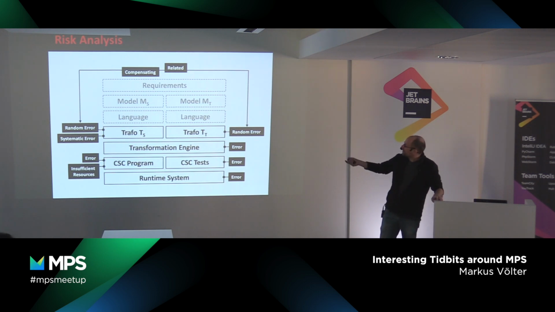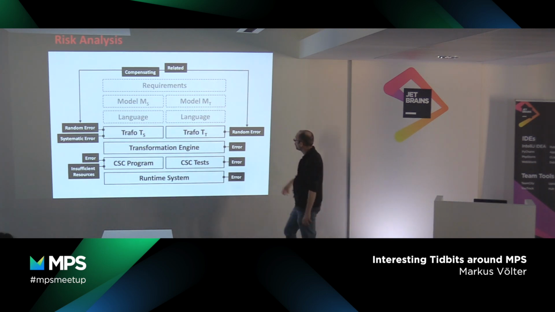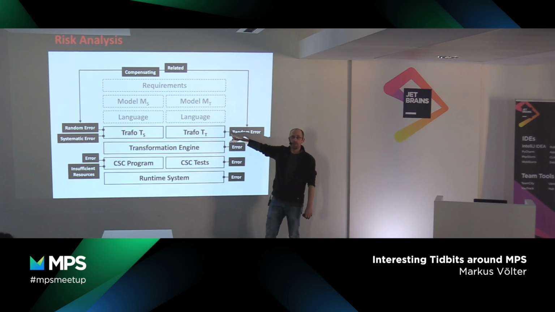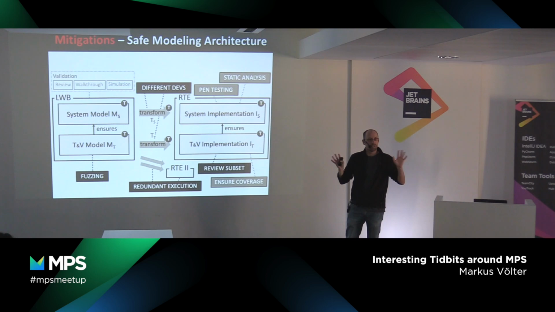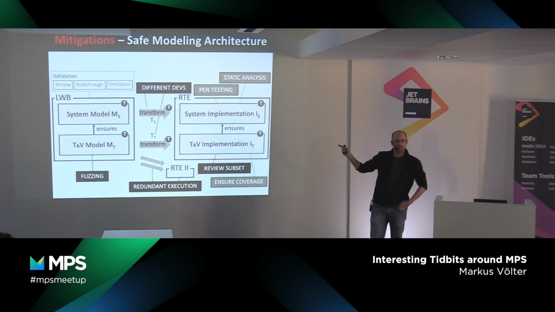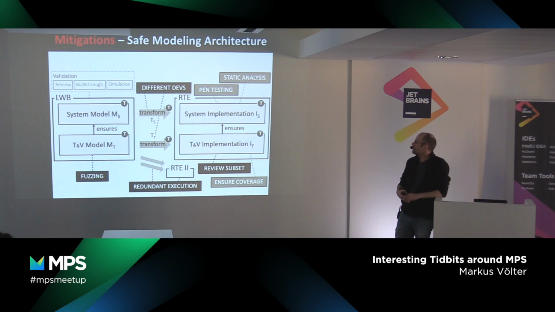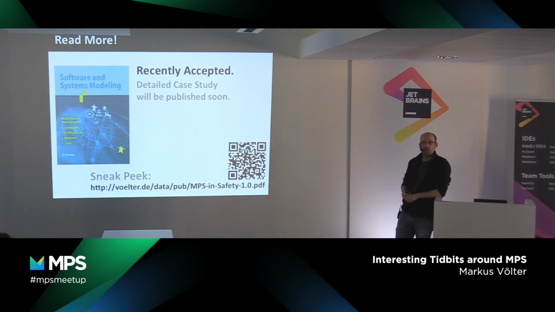And so as part of that, we did a risk analysis of where things could go wrong in this whole stack. For example, there could be a bug in the transformation that generates the test implementation from the test specifications, or the MPS transformation engine could have a bug, or our interpreter could have a bug, right? And so we systematically looked at that and then came up with mitigations. I'm not going to talk about this in a lot of detail because, and that's the good news, we wrote a paper about this and submitted it to SoSyM, the Software and Systems Modeling journal, and 2 days ago we got it accepted. So you can read all about this here.